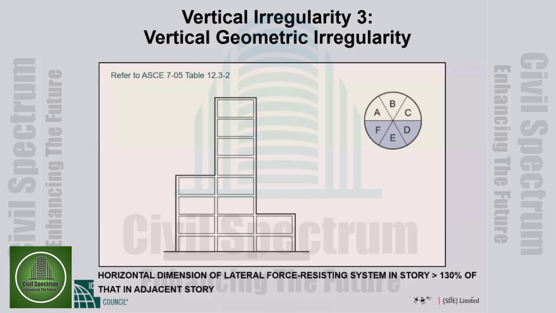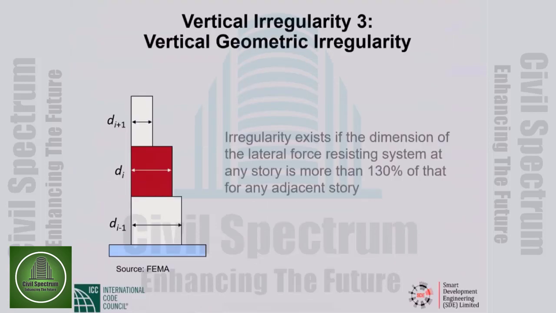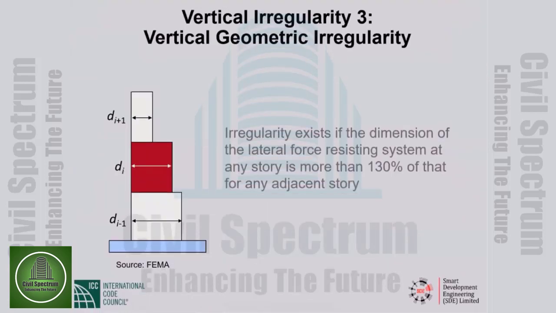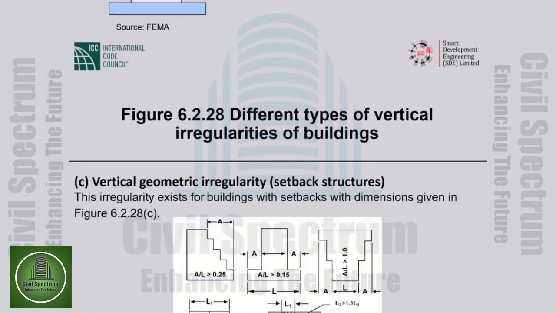Horizontal dimension of lateral force resisting system in story. Horizontal dimension of lateral force resisting system, which will be a frame or a shear wall in story, is larger than 130% of that in adjacent story. Okay. So that was our picture. This is the FEMA picture. Irregularity exists if the dimension of the lateral force resisting system at any story is more than 130% of that.